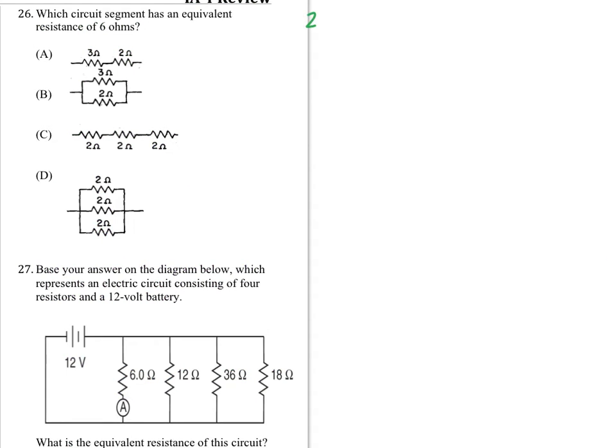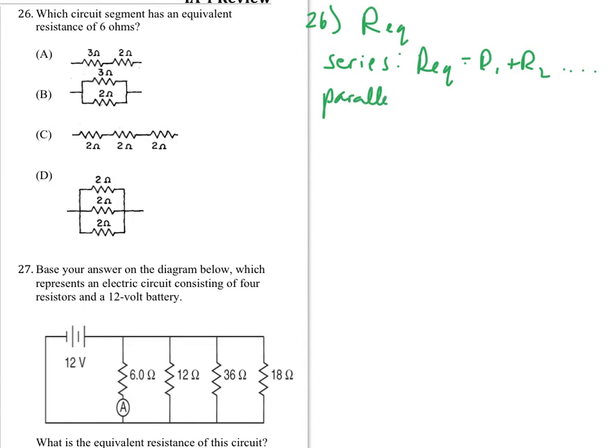Okay, 26. We got to find equivalent resistance, REQ. But the formula for finding them is different between a series and a parallel circuit. So in a series circuit, you got to add them up, like this: R1 plus R2, etc. In a parallel circuit, it's the other way. It's that inverse fraction stuff, like this. You gotta add up the fractions and flip them and such.